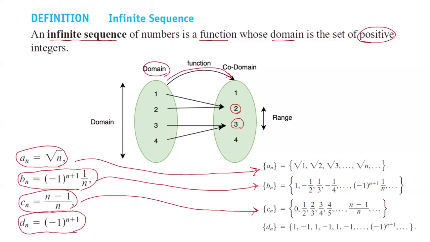The last sequence is d sub n, which is (-1) to the power n plus 1. We can list the terms of this sequence, and as you can see, they oscillate between 1, -1, 1, -1, and so on.